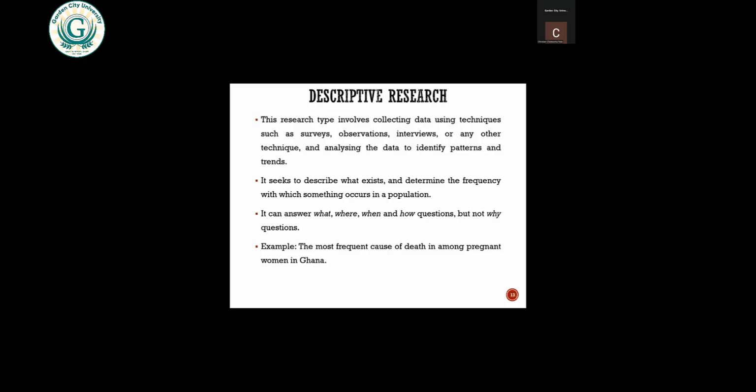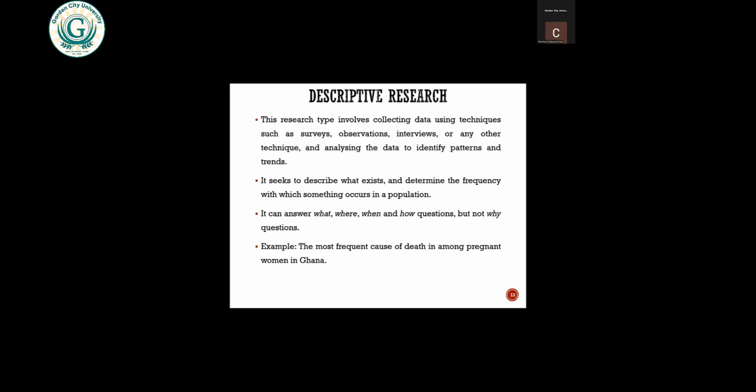For example, if you want to conduct a study into the most frequent cause of death amongst pregnant women in Ghana, you look at their records, you look at what has been killing the pregnant women the most. And when you do your analysis, you'll find out the trends. You will see that it is anemia that is killing people the most.